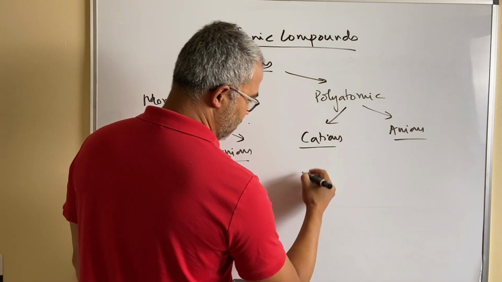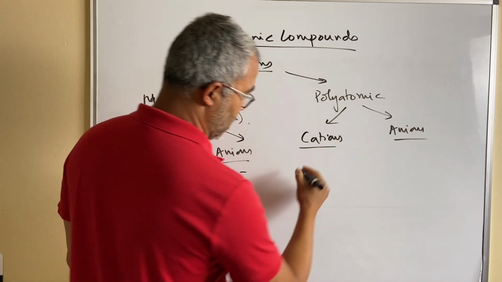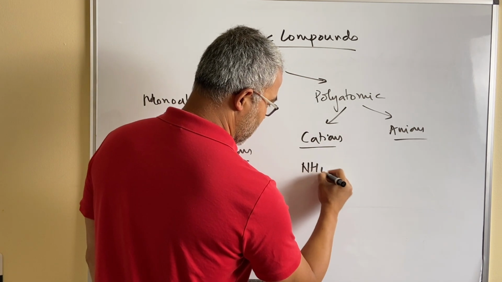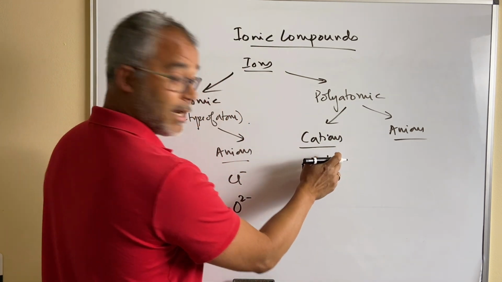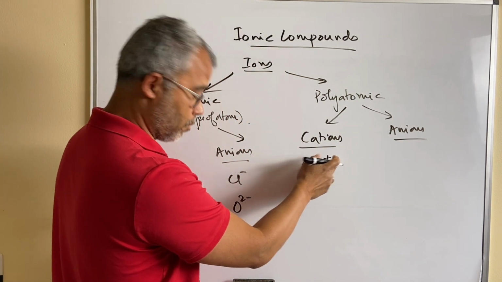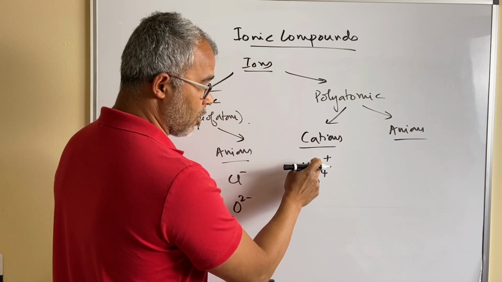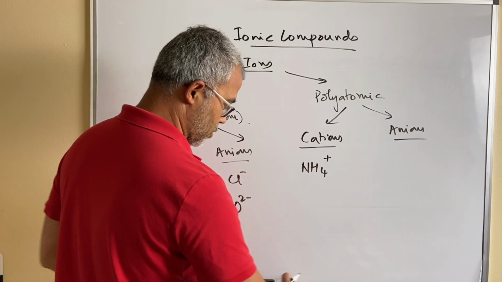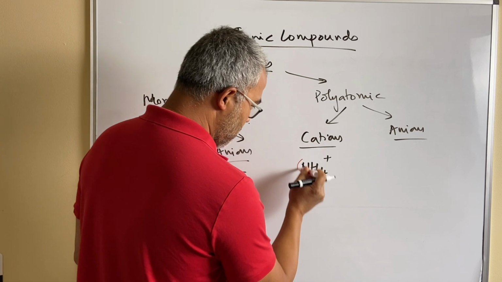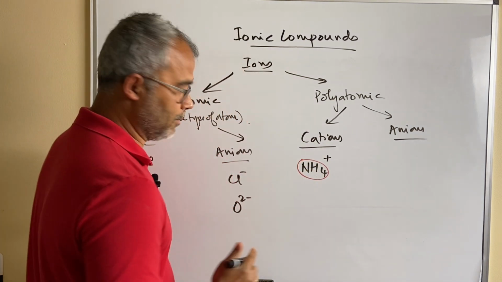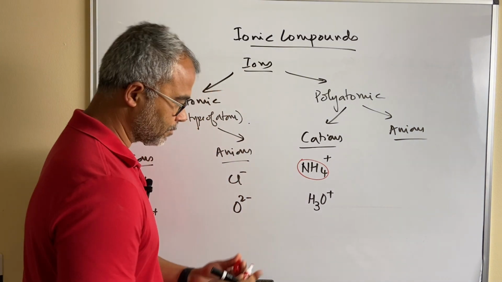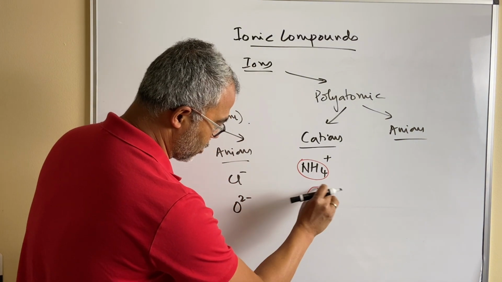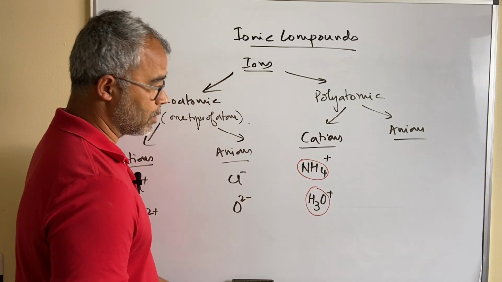So the cations, let me take a look at two very common examples. NH4+, see, that entire thing is a group, and it has one positive charge sitting on the group. That positive charge is not on this hydrogen, it is on the group. So I'm just going to circle the group in red. Another example would be H3O+. Again, the positive charge is not on the oxygen, it is on the entire group.